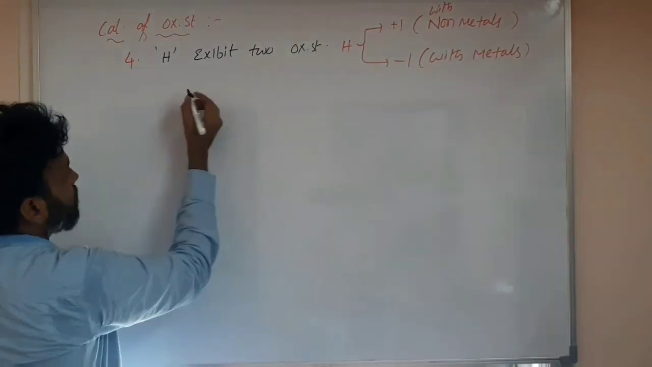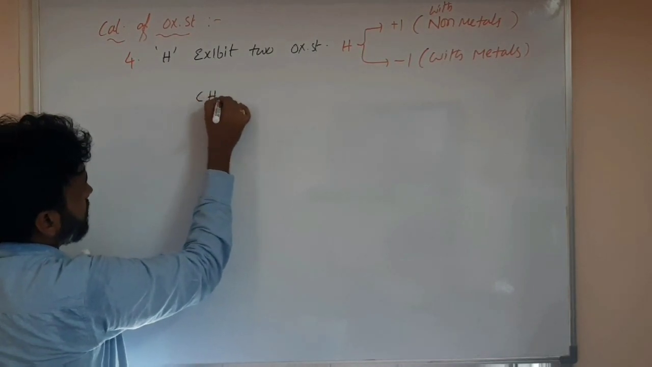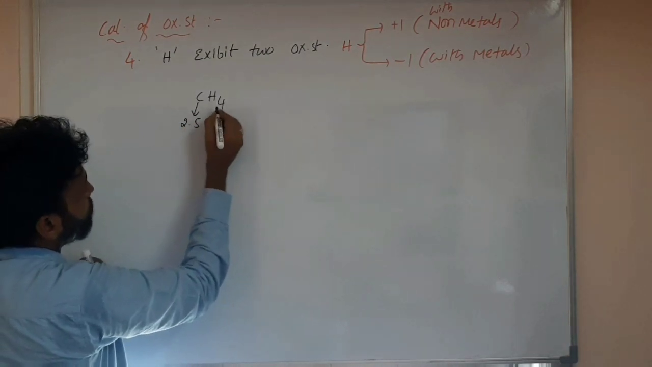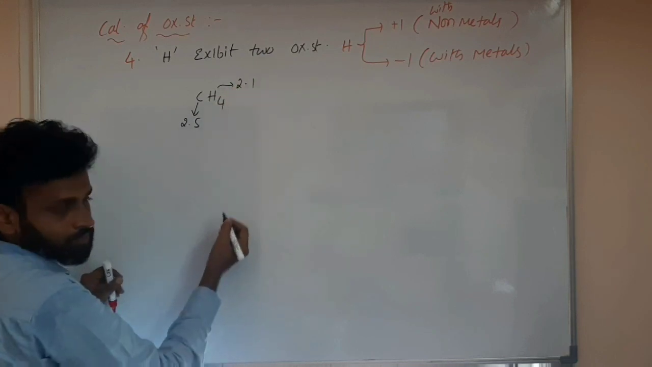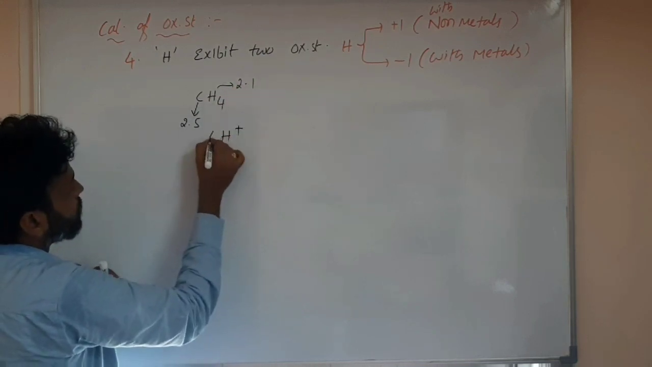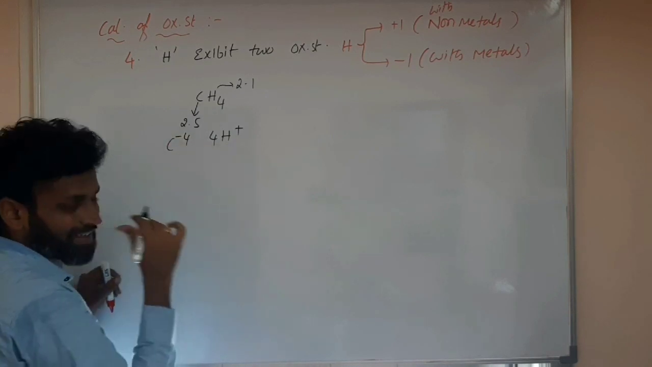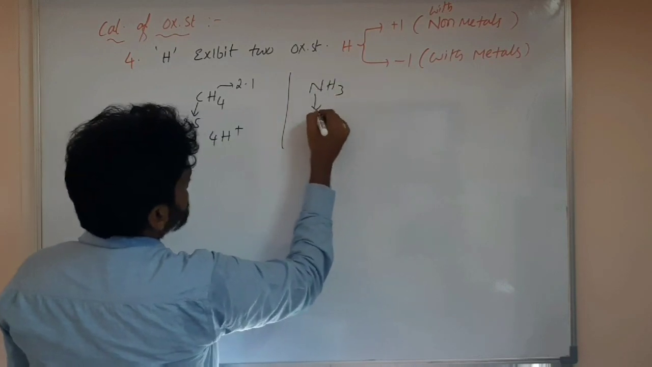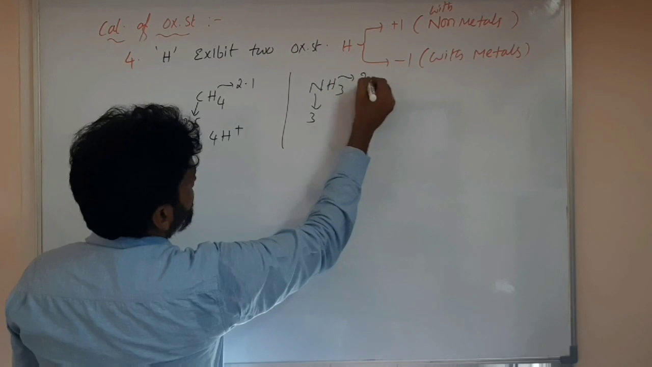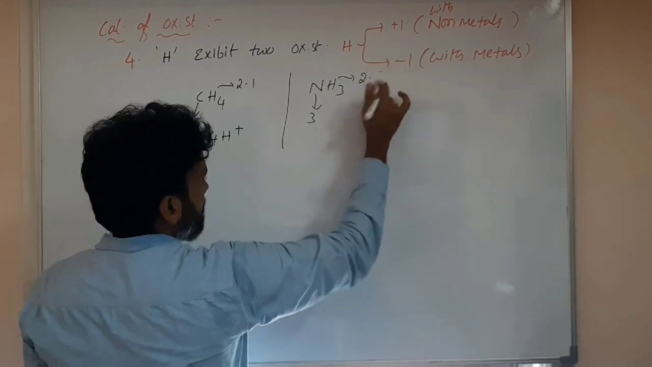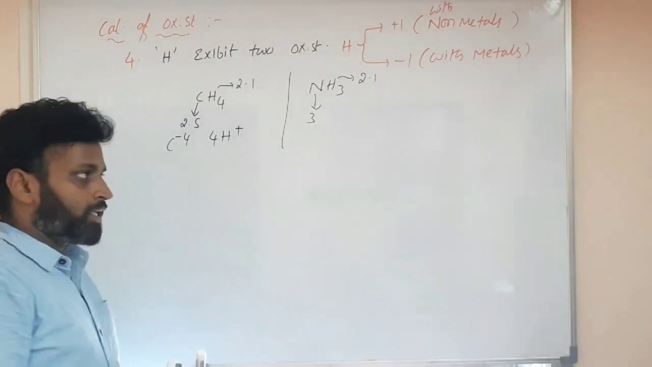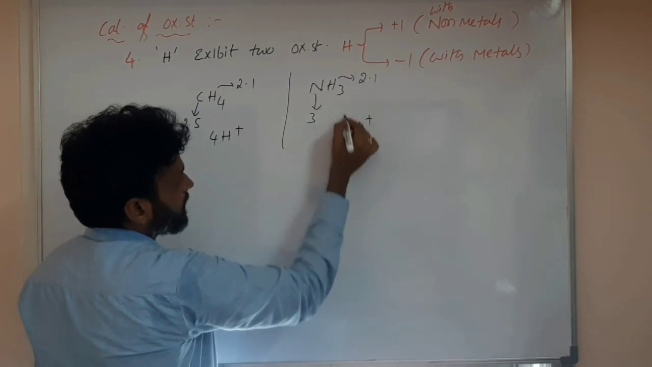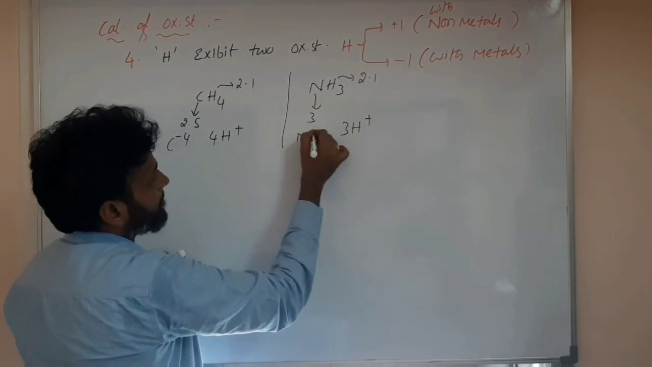But a few things I'll give you here, like CH4. Carbon electronegativity is 2.5 and hydrogen is 2.1. So hydrogen is +1, 4 hydrogens give +4, and carbon is -4. Even in NH3, nitrogen electronegativity is 3 and hydrogen is 2.1. So who is more electronegative? Nitrogen. So hydrogen is +1 certainly. 3 hydrogens, so +3, and nitrogen is -3.